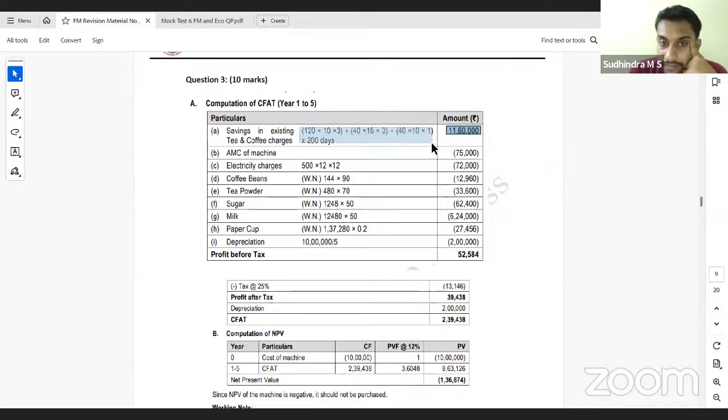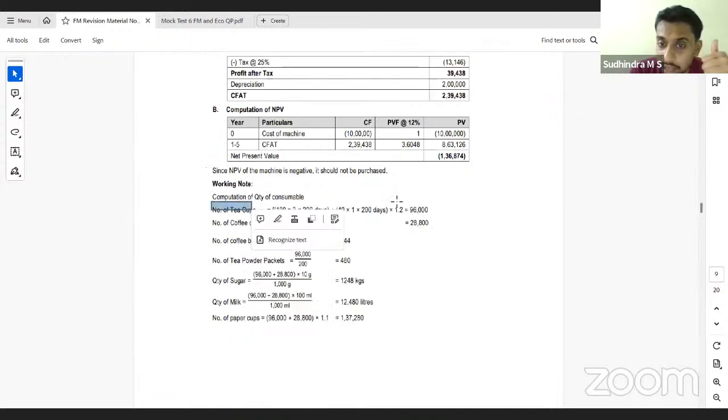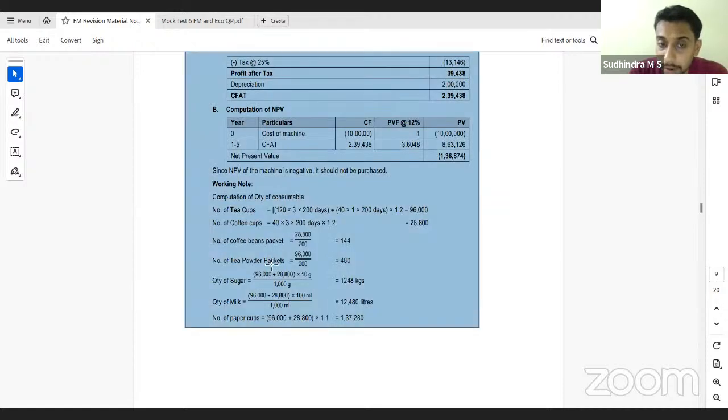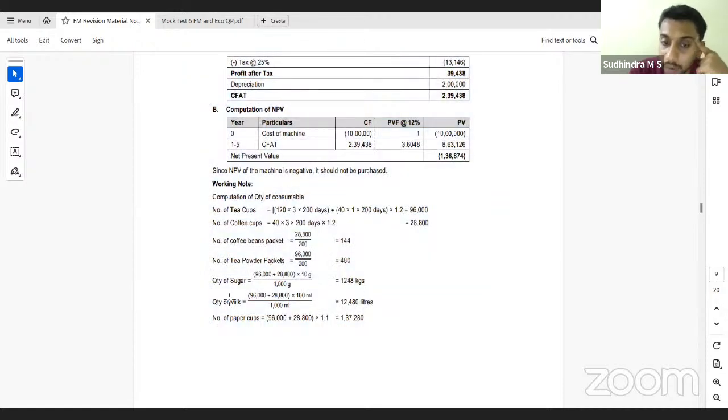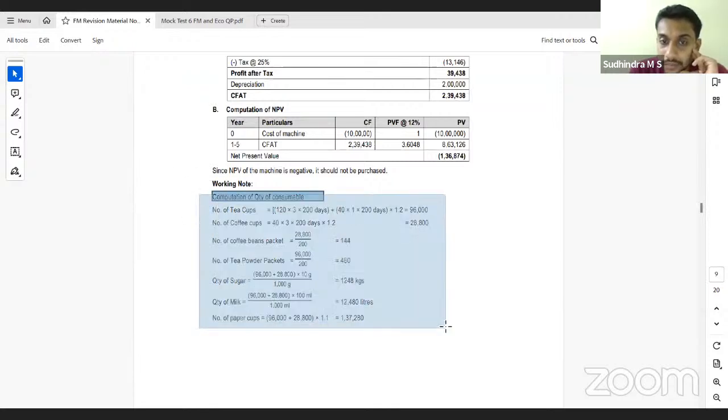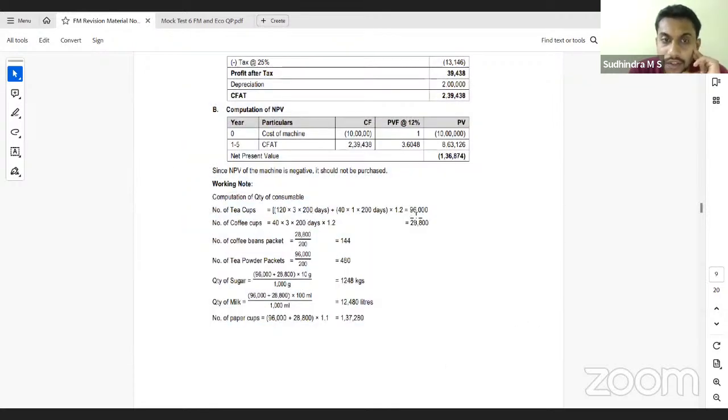Calculation is important. Calculation is not a half mark cut. Then all these working notes, number of tea cups, how did they calculate? How did we get number of coffee cups, number of coffee beans packets, number of tea powder packets, quantity of sugar, quantity of milk, and number of paper cups. All this based on the information given. Working notes, computation of quantity of consumables. It's half mark each. So 3.5 marks in total for this. Bringing the data with the final answer.